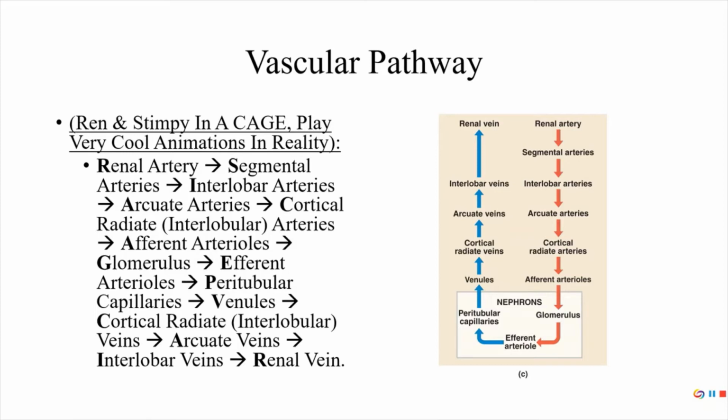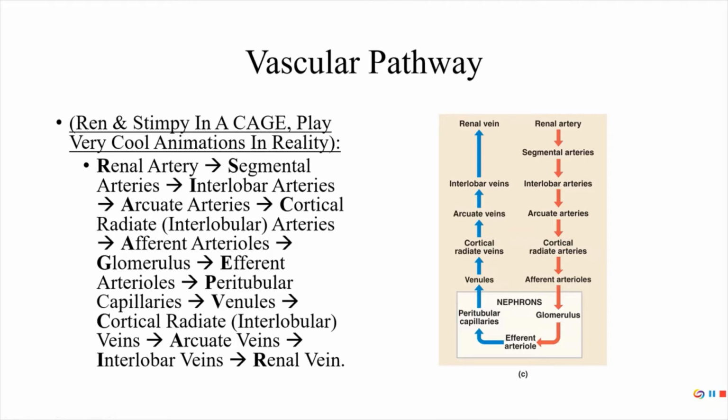So we're going to talk about the renal artery. We're going to start with the renal artery, then go to segmental arteries. Ren is renal artery, Stimpy, segmental artery, interlobar artery, arcuate artery, cage. The C of cage is cortical radiate artery. The A in cage is afferent arteriole. The G in cage is glomerulus. And the E in cage is efferent arteriole. So Ren and Stimpy in a cage.